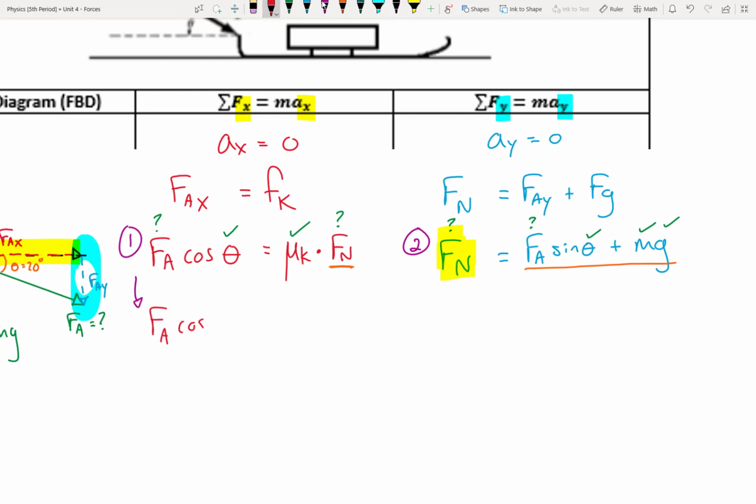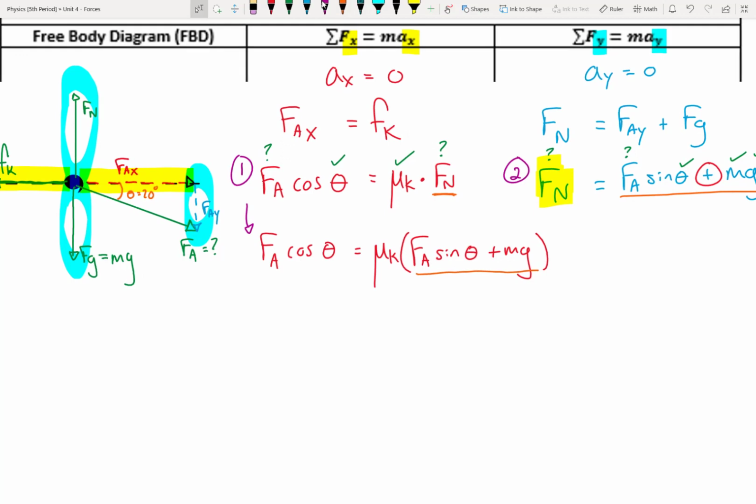So I got Fa cosine theta. I just want to rewrite it and do the simple substitution by itself carefully to make sure I don't make any mistakes. So check it out. I got mu k times, and I'm going to open up some parentheses because I've got a plus sign in there. I got to be careful. Mu k times Fa sine theta plus mg. Okay, so I've just substituted in the expression for normal force. There it is right there.